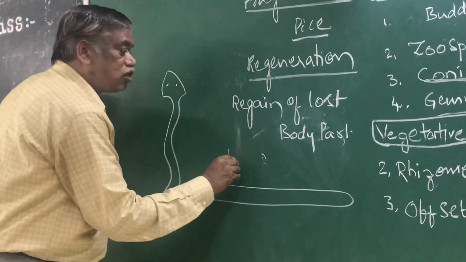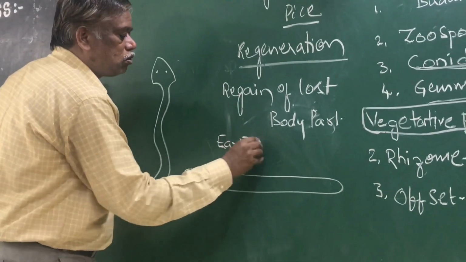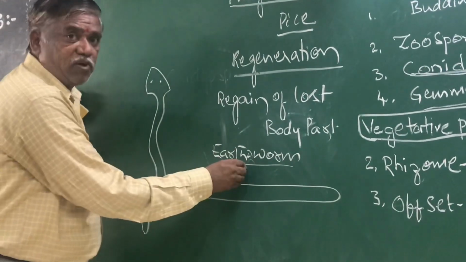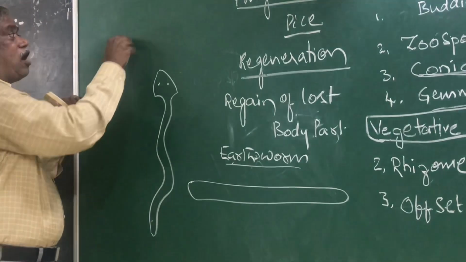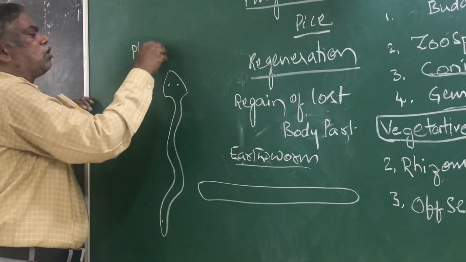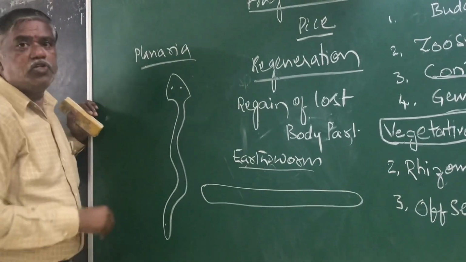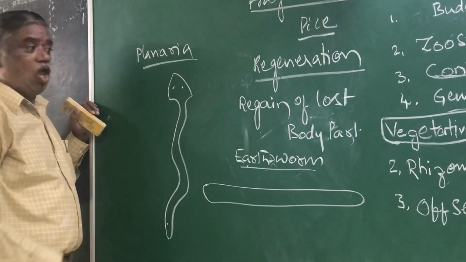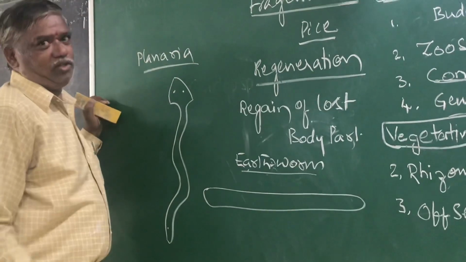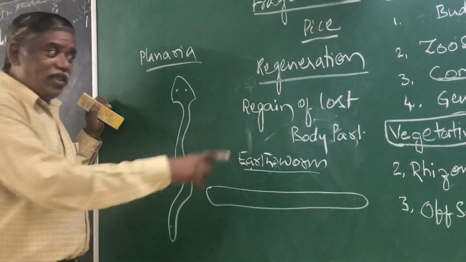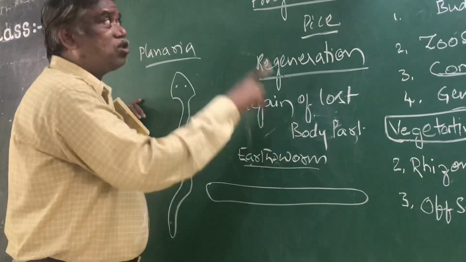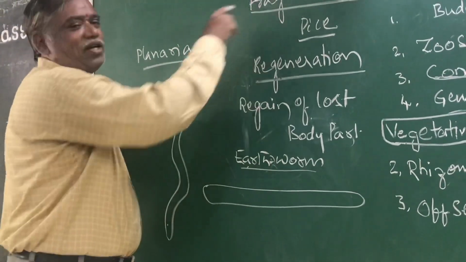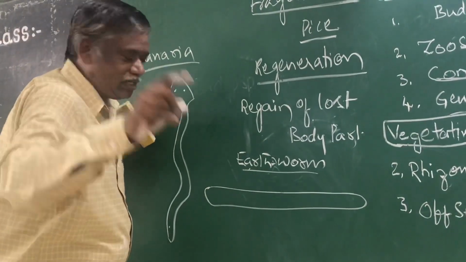See, it is an earthworm, which belongs to the phylum Annelida. And this is planaria, which belongs to the flatworms, a free-living flatworm. Now, both have regeneration, but the regeneration in earthworm is not fragmentation. Why? Just let me explain.